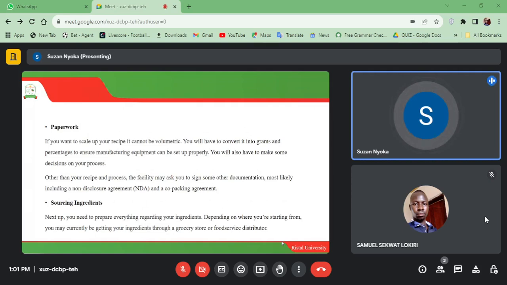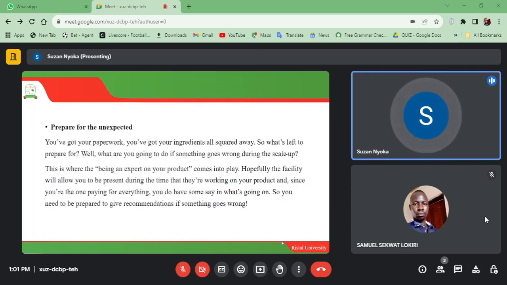Other than your recipe and process, the facility may ask you to sign other documents, most likely including a non-disclosure agreement and a co-packaging agreement. And then second is you need to source your ingredients. You need to prepare everything regarding your ingredients, depending on where you're starting from. You may currently be getting your ingredients through a grocery store or a food service distributor. Know your source of ingredients and have your paperwork done.